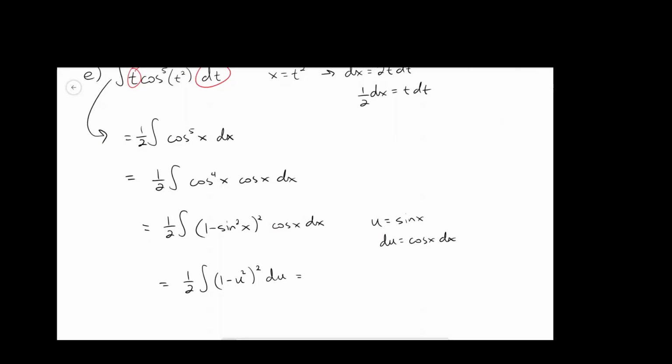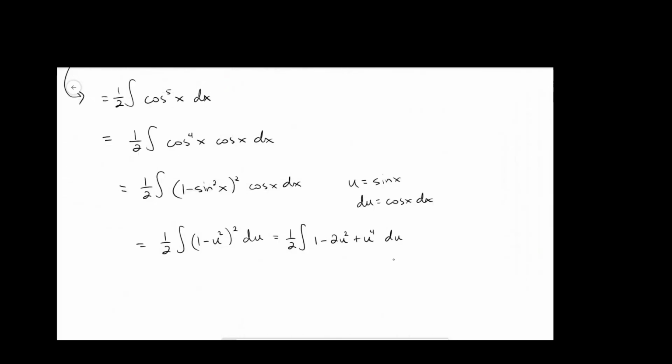Now it's a nice power function, a polynomial. We can just expand that and use the power rule. We get 1 minus 2u squared plus u to the fourth. And then for that, we can just use the power rule. We get 1/2 times u minus 2/3 u cubed plus 1/5 u to the fifth.